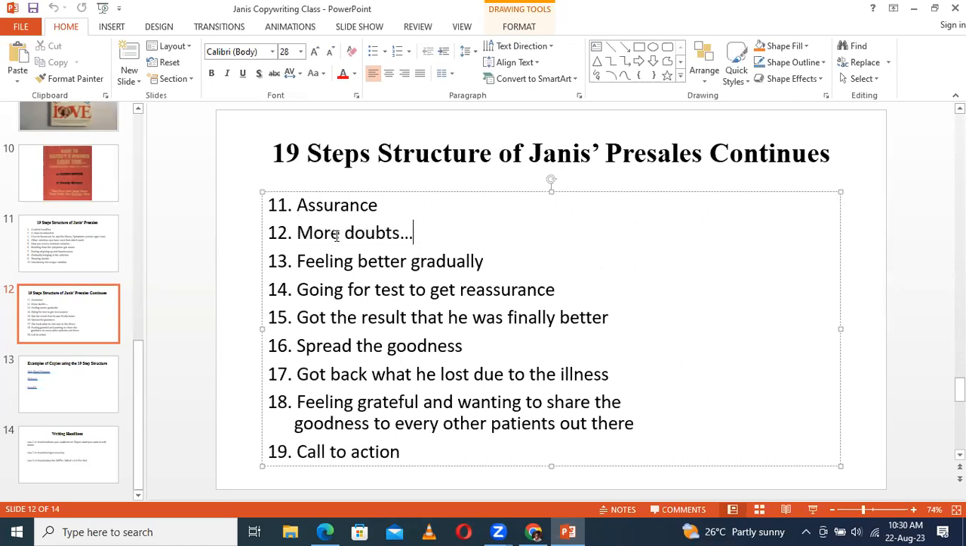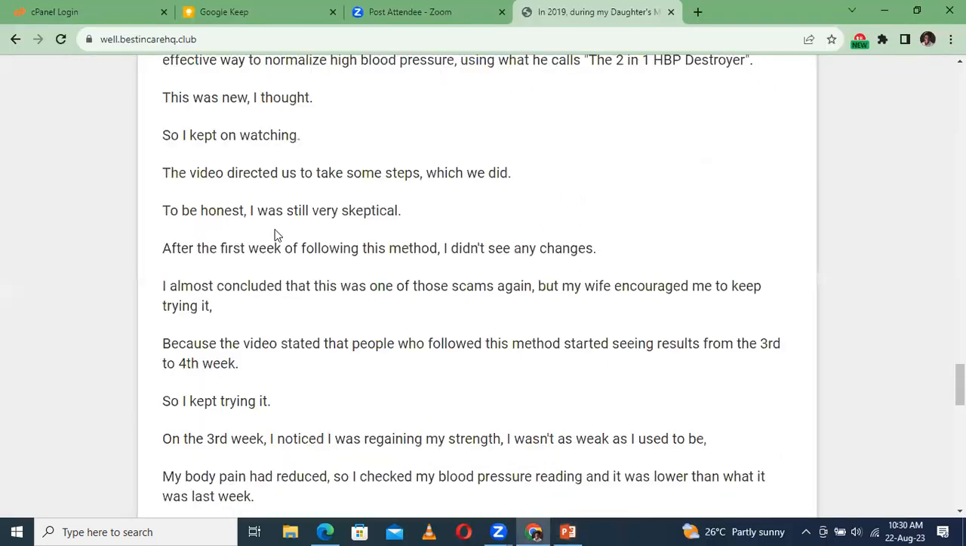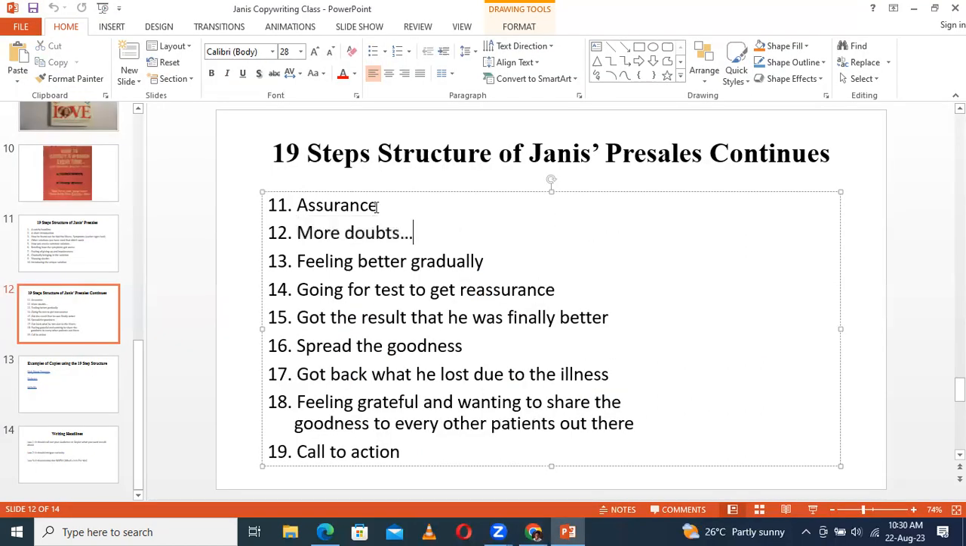Can you see, this is why I'm saying that you can be flexible with it. It's not that because I gave you the 19-step pre-sale structure, it is already written in stone and you must use it like that. No, you can still be very flexible with it. Even myself that gave it to you, I interchanged it here. After he used it and wasn't seeing any changes, the wife encouraged him to keep using it. So he kept trying. That's me bringing in more doubts before his wife started giving him assurance. So let's proceed now.